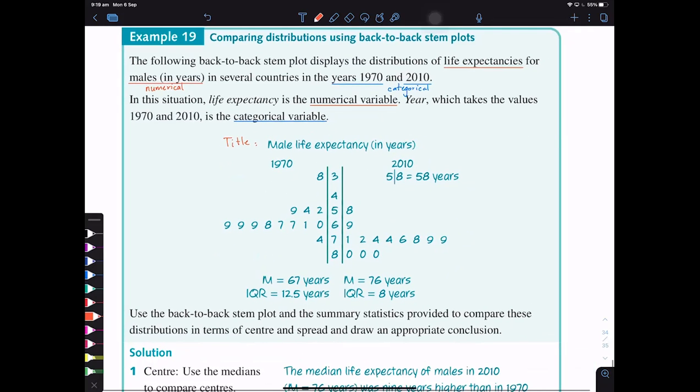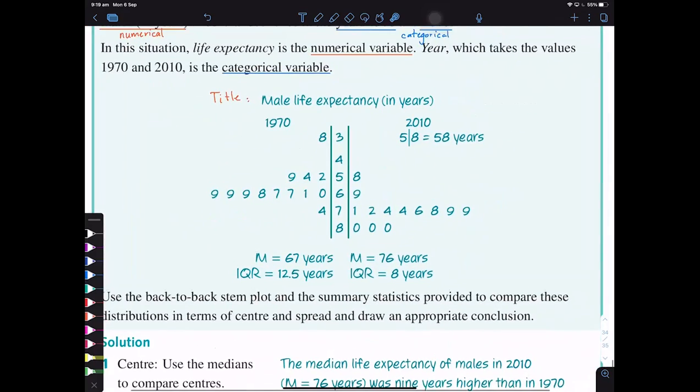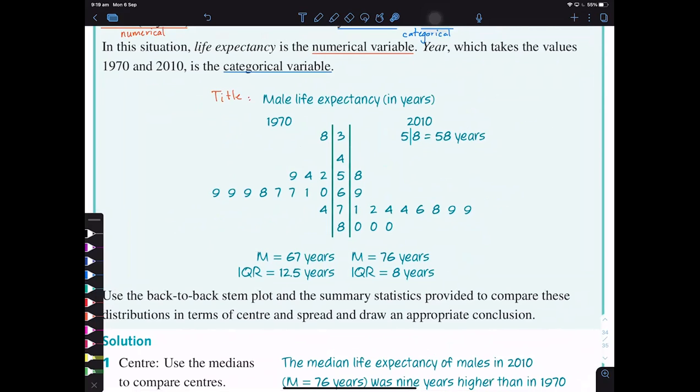Now let's have a look here, shall we? You can see they've displayed all the information and they've done the back-to-back stem and leaf plot. What kind of features can you see on here? Let's just do a quick brainstorm exercise. What do you see? I know you can type in the chat.